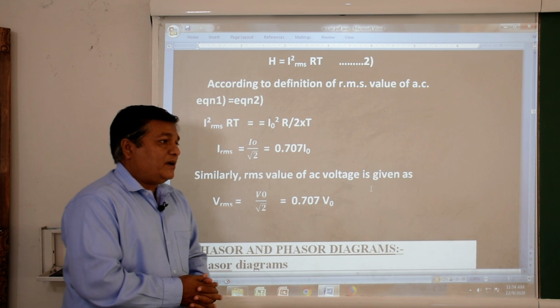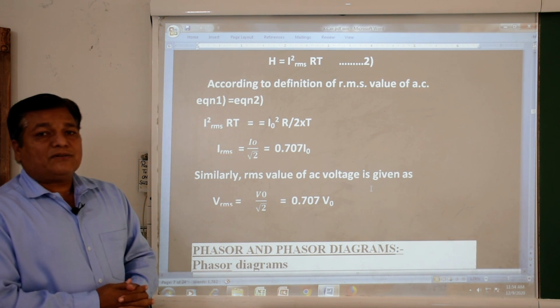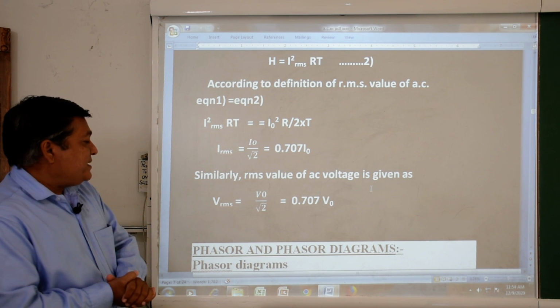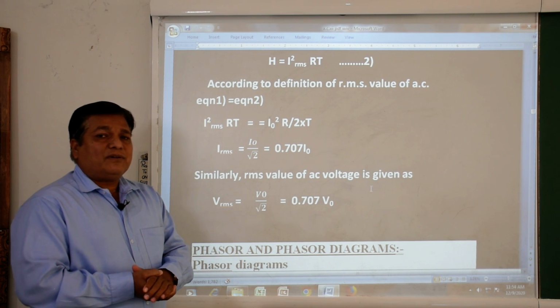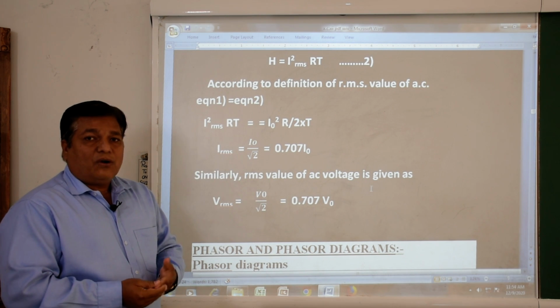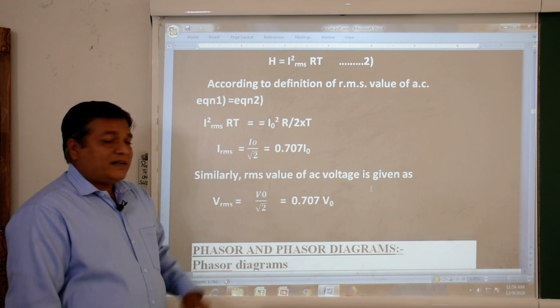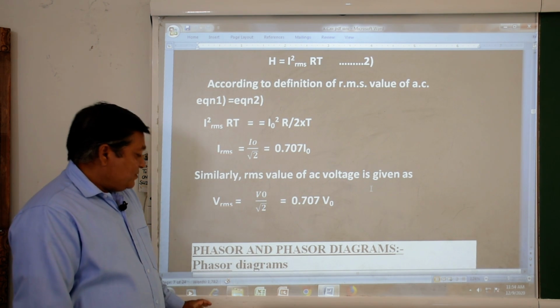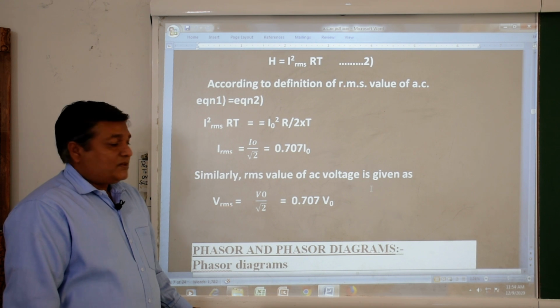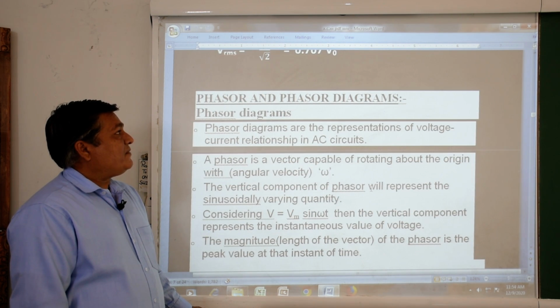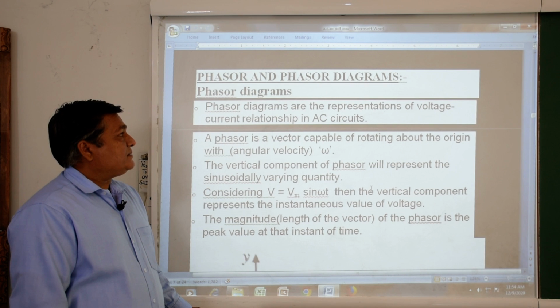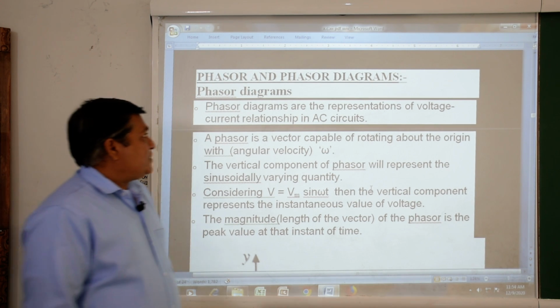Similarly, in case of voltage also, alternating voltage or alternating EMF can be written as E RMS is equal to E naught upon root 2, or V RMS is equal to V naught upon root 2, which can be further written as 0.707 into V naught. So, this is about root mean square value of alternating current and voltage. Let us come to the next topic.